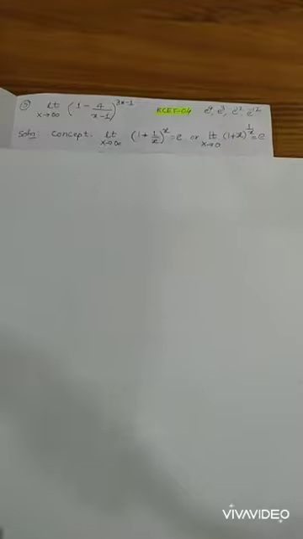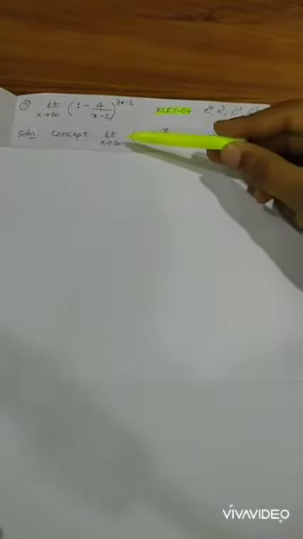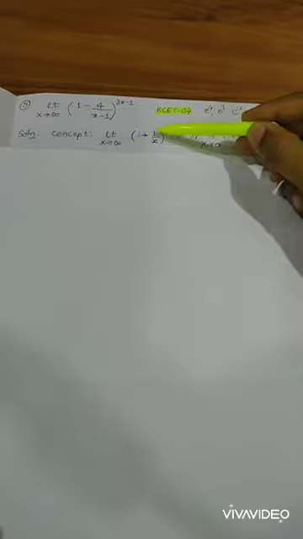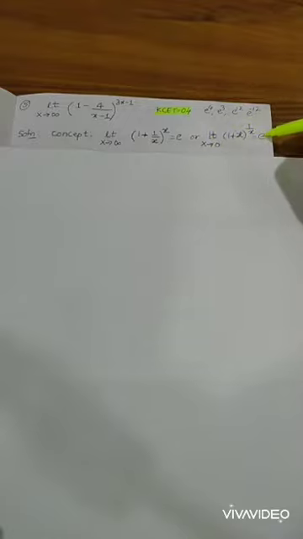Before approaching the solution, I just want to remind you of the concept required to solve this problem. Don't forget these two most important identities: limit as x tends to infinity (1 plus 1 by x) to the power x is equal to e, or else you can use limit as x tends to 0 (1 plus x) to the power 1 by x is equal to e. Using these two identities we are going to solve this problem.